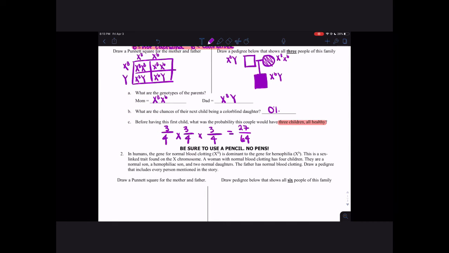Okay, the last question is, before having this child, what was the probability this couple would have 3 children all healthy? If we look at the Punnett square, we can see that 3 out of 4 of their children would be healthy, even though one of them would be a carrier for the disease. We're trying to figure this out for 3 children, so we do 3 over 4 times 3 over 4 times 3 over 4, and that equals 27 over 64. So there's a 27 in 64 chance that before they had their first child, they would have 3 children who would all be healthy.